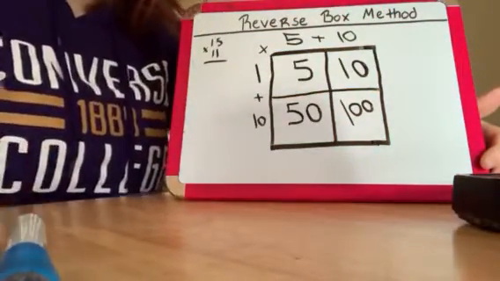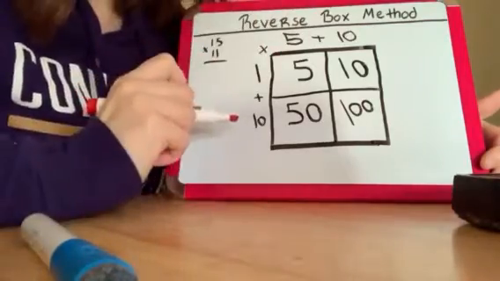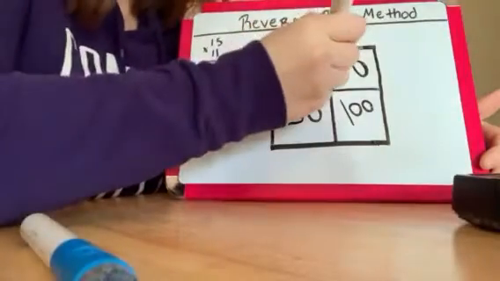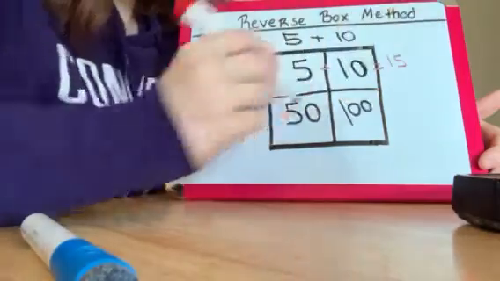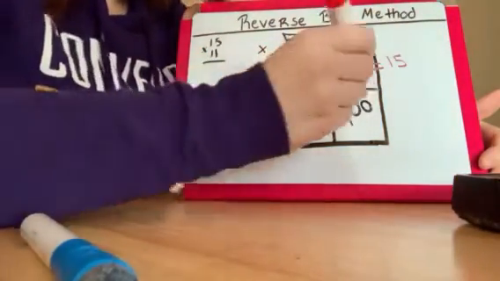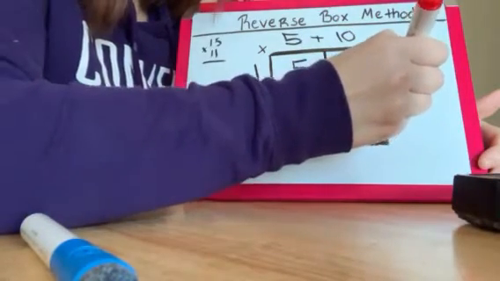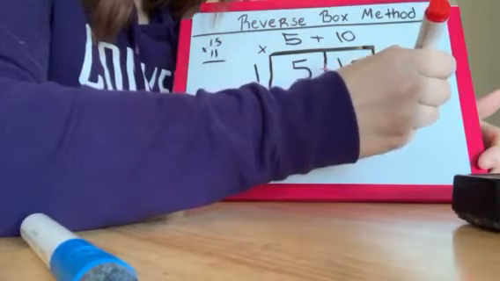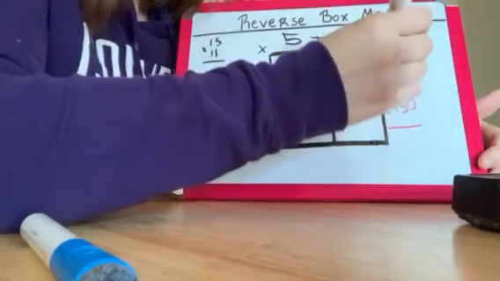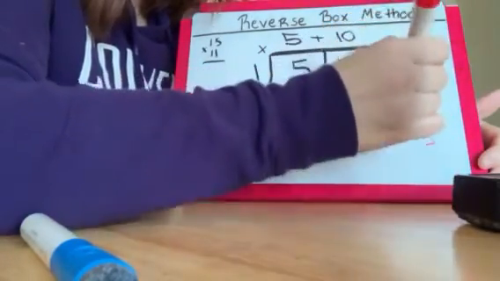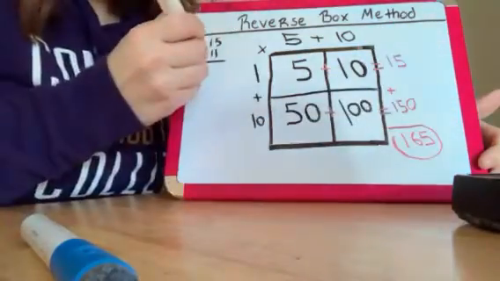Okay, I'm going to change colors really quick just to make it easier to see. So now what we need to do is add our rows together. So we're going to add 5 plus 10, which equals 15. And now we're going to add 50 plus 100, which equals 150. And it's good to try to line these up when you're writing it so you don't have any errors, because now we're going to add these two together. So 5 plus 0 is 5, 1 plus 5 is 6, and then 1. So 165 is our answer.